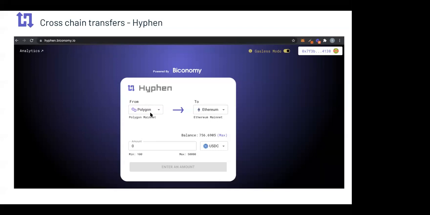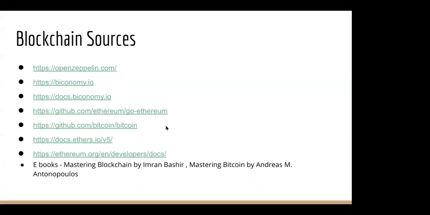Polygon is another layer 2 blockchain that is solving the slow transaction or high fees problem. But it's not like people are not using Ethereum because of the high fees, because it is the most secure blockchain. So people usually want to keep their assets on Ethereum only. So still, there needs to be a solution around communication across these chains. So this is a product which Biconomy has built to easily move these funds across different chains.